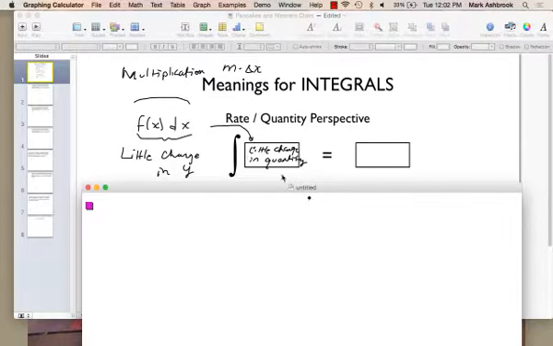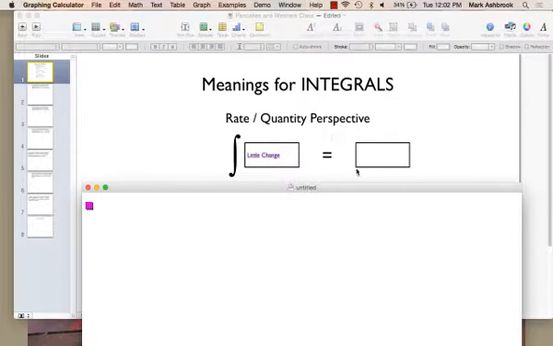And what do we get when we do that? We're going to sum up a bunch of little changes in the quantity, and we're going to get what? An accumulation of changes, or a total change. So we're summing up little changes in the quantity, we get the total change in the quantity.